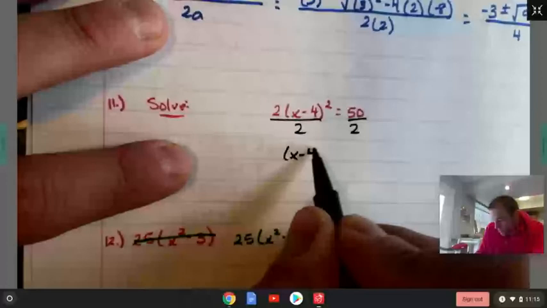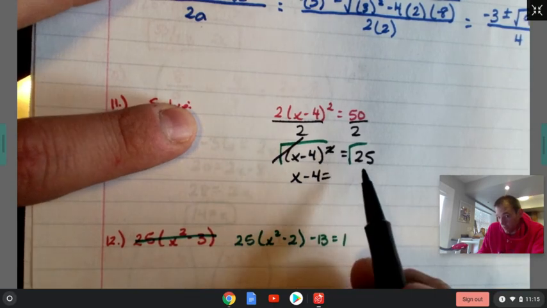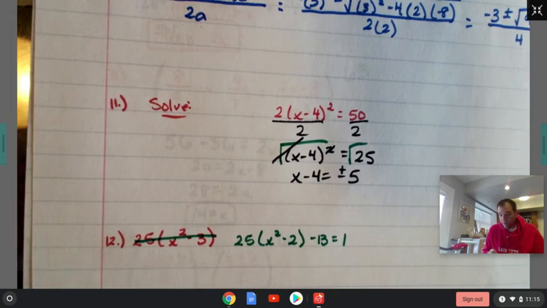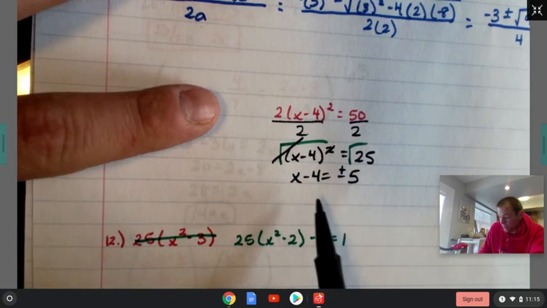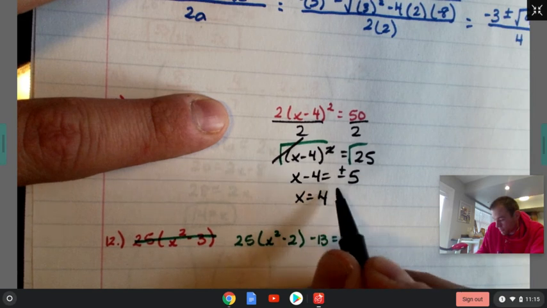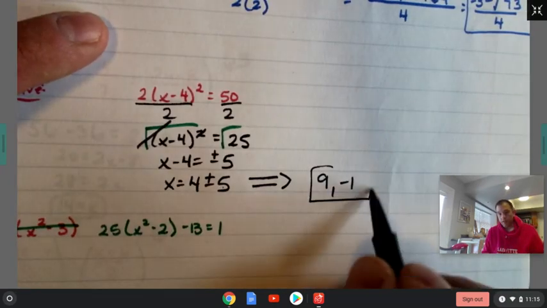So I'm left with x minus 4 equals, remember when you square root a number, there has to be a plus or minus. So this one would be plus or minus 5, and then I would add 4 to both sides. 4 plus or minus 5. So that's going to give me two answers. 4 plus 5 is 9. 4 minus 5 is negative 1. So 9 and negative 1 would be my final answer to that problem.